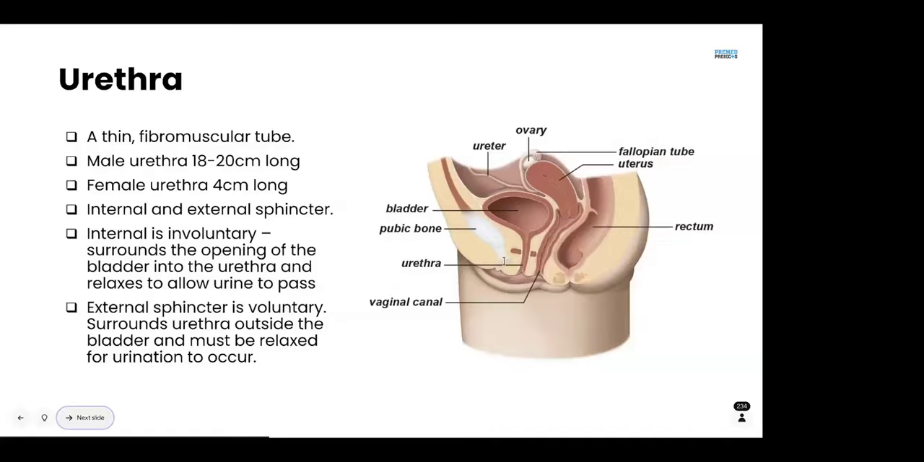And Mehreen's asking, isn't peristalsis also the method of transporting food to the esophagus? That's completely right. Well done. It's the same mechanism. It's that rhythmic contraction of muscle that moves things along.